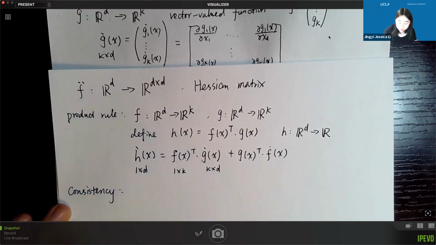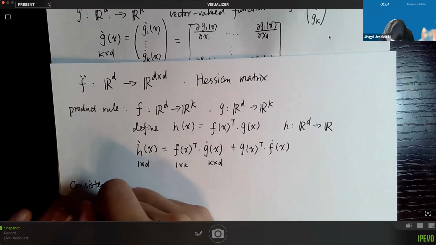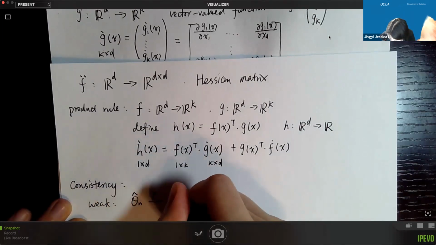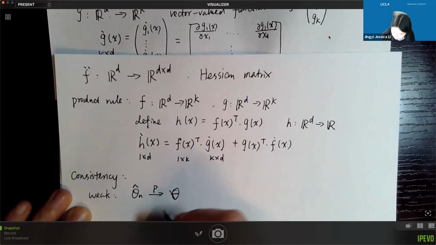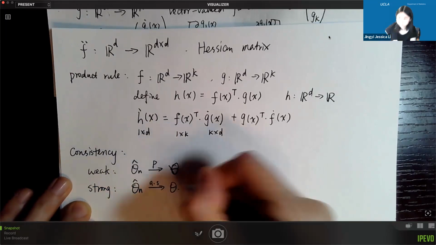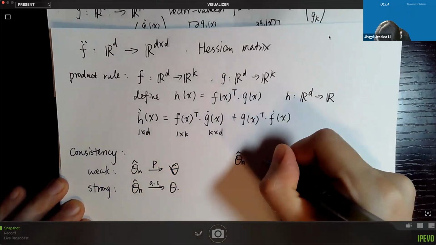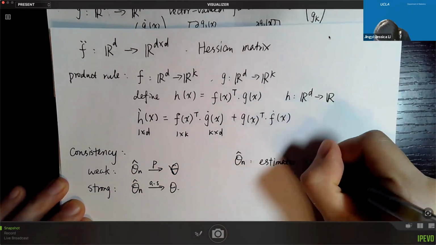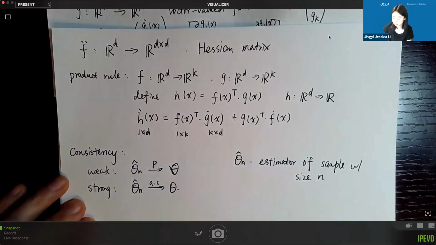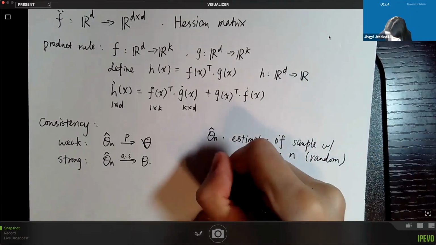In consistency, we have two ways of saying that an estimator is consistent. One is strong, one is weak. For weak consistency, we just use convergence in probability. Sorry, that's what we said with convergence. And for strong consistency, we say it's almost sure. Okay, so here in statistics, we have things simpler. So this is an estimator of a sample with size n, and this is considered as random. And this theta is a parameter.